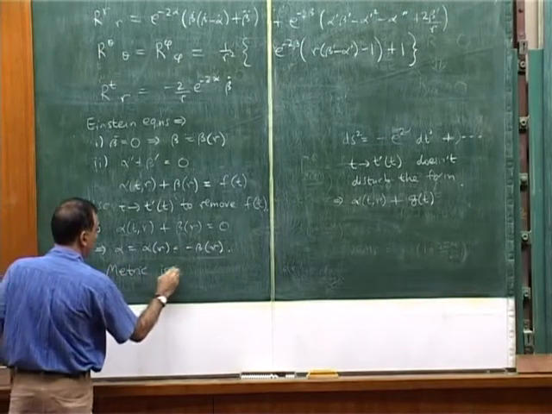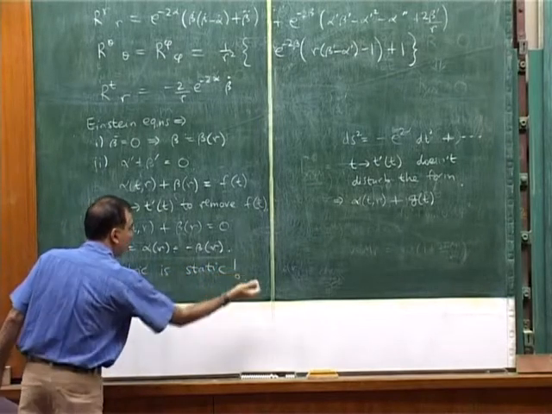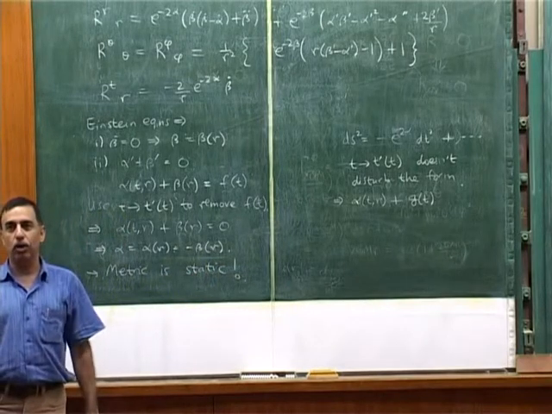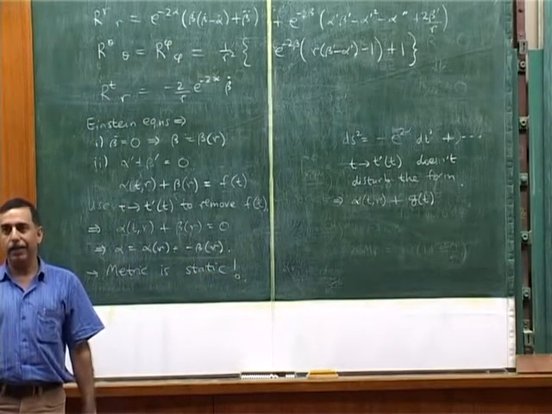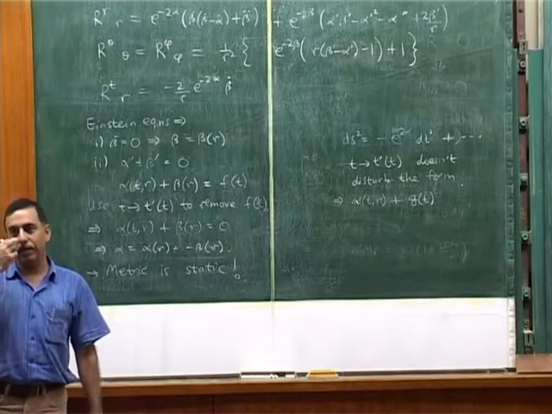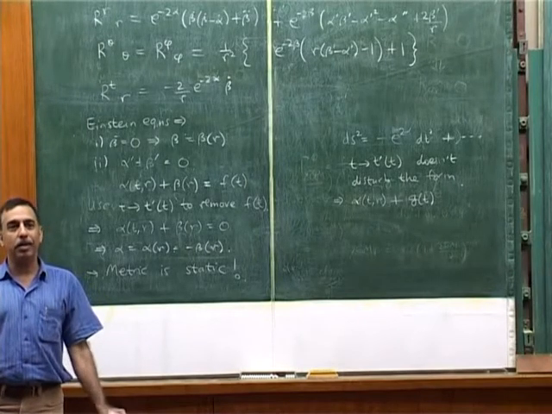Because what is static? Static means that it has no components g0i, which means no cross terms like dt dr, and the component in that coordinate system, the functions are all time independent. Having no cross term is completely trivial.